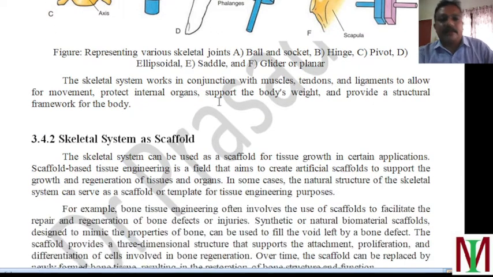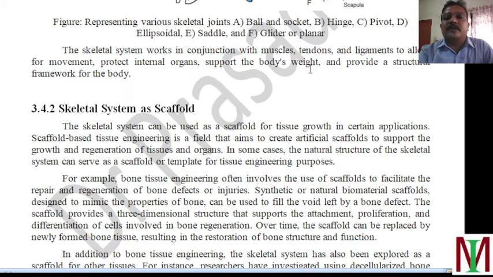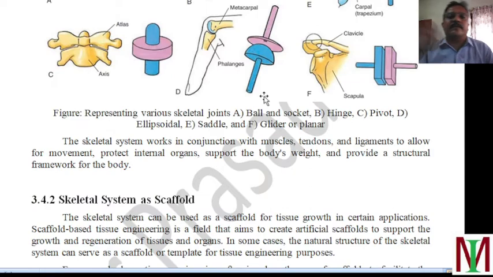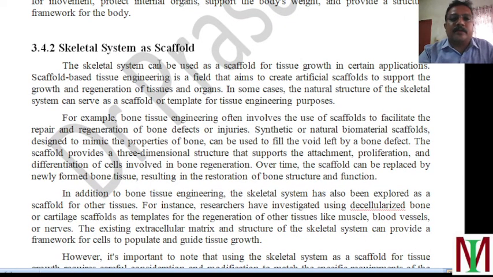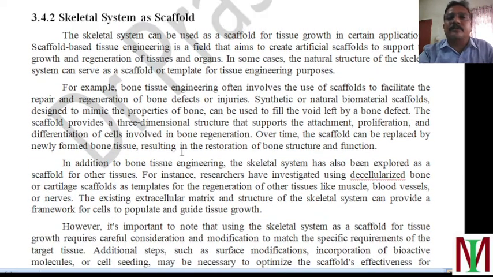Then we'll move on to the scaffold. Once you understand the different joints, then only go to the next topic, scaffold. Till then, keep on doing the exercise. If you're tired, then you can come back and join this scaffold.